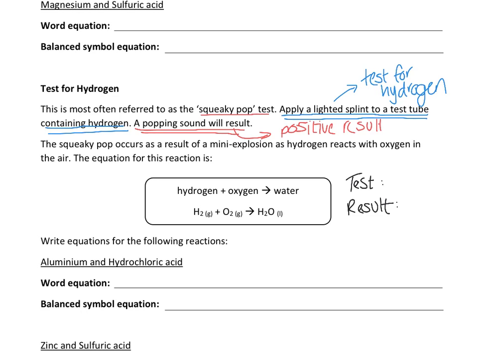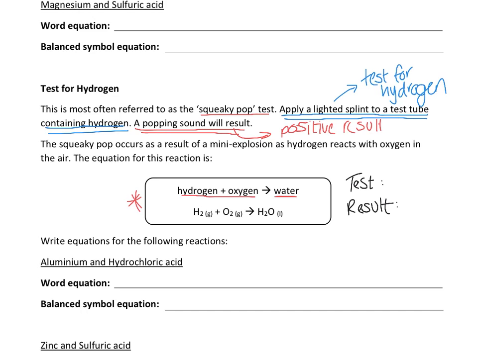So what's actually happening when we are testing for hydrogen? Well, you can see in this box here that what we're doing when we apply a lighted splint or we pass it through a Bunsen burner is we're actually causing the hydrogen to react with oxygen, and it does that explosively. So hydrogen reacts with oxygen and that's where we get the explosion. But interestingly, the only product we have is water.